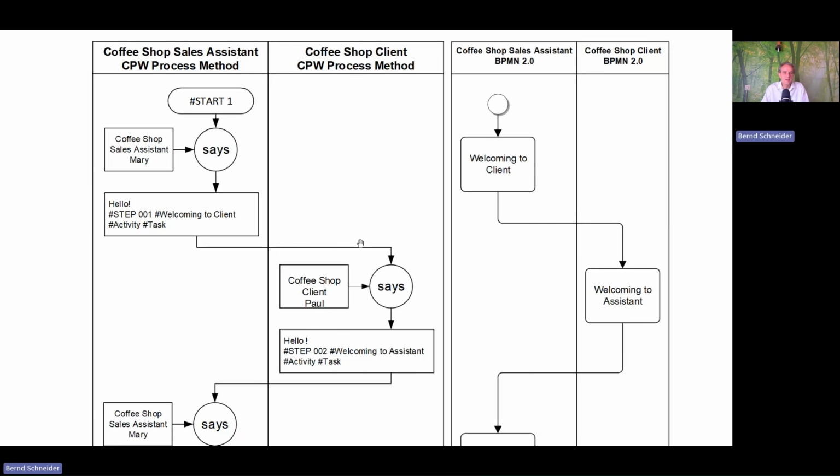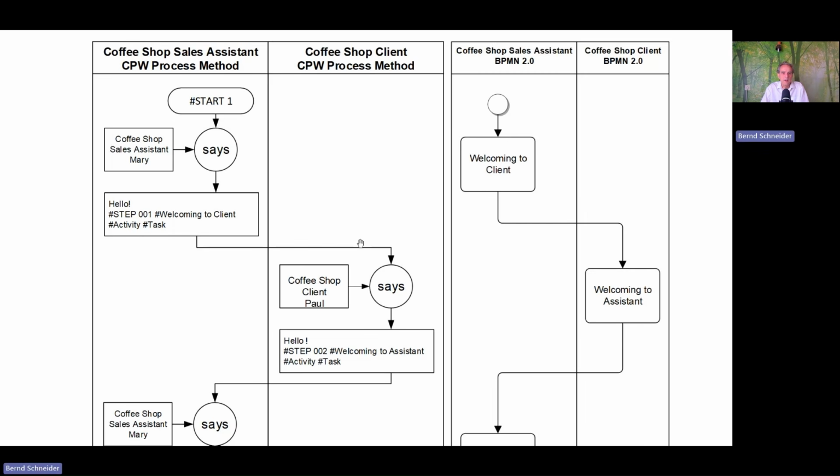The CPW process step, which is represented as a simple sentence with the CPW subject, CPW predicate, and the CPW object, is represented in direct speech. In the next row, we have hashtag step 001 and hashtag welcoming to client, which means the CPW process step is abstracted now as hashtag welcoming to client.